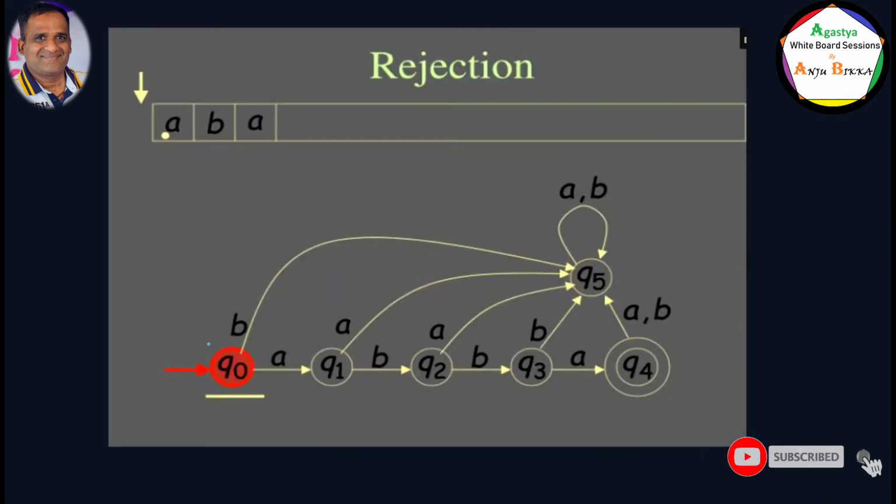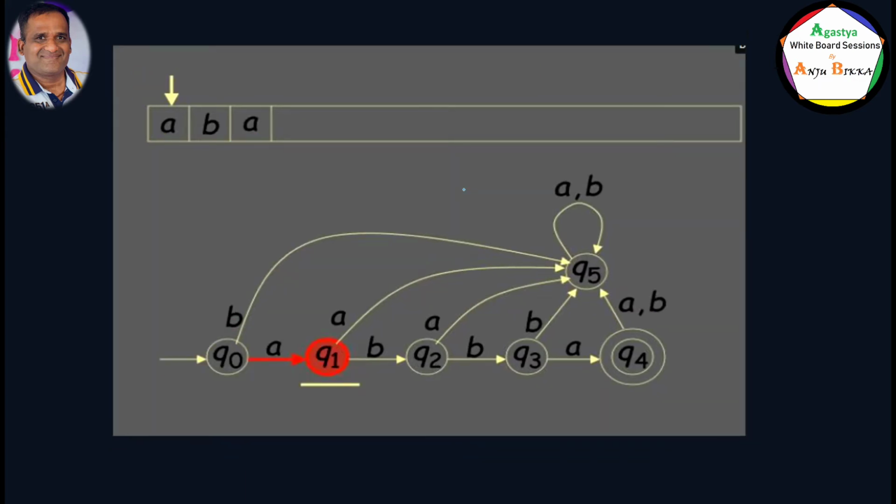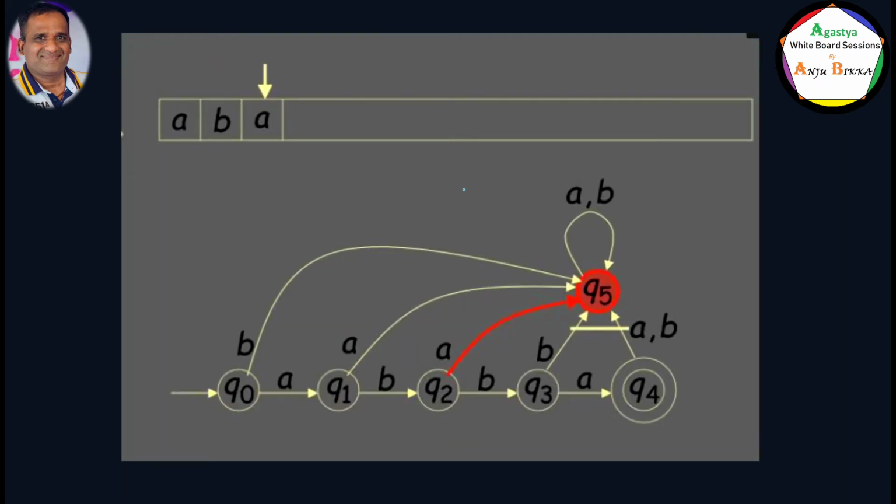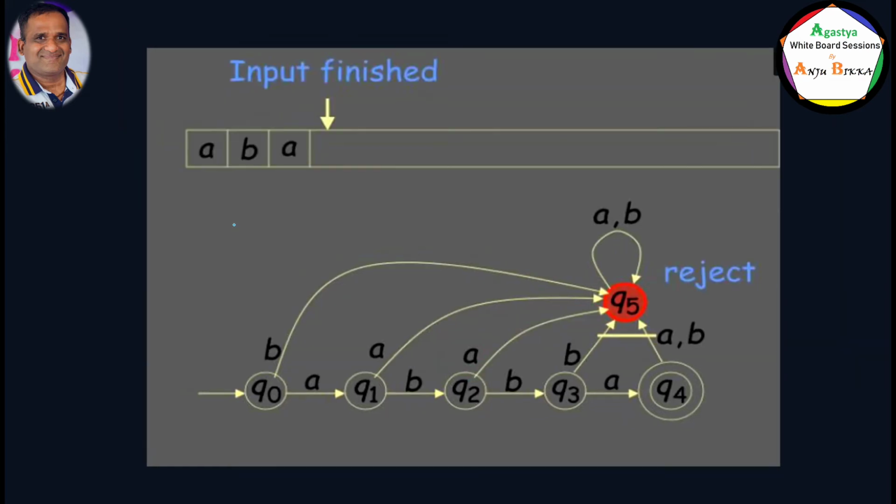Now we can see the rejection scenario. Now we can say ABA. Q0 on A, it moves to Q1. Q1 on B, it moves to Q2. Q2 on A, it moves to Q5, which is a non-final state, which is nothing but rejected. On A, it moves to Q1. On B, it moves to Q2. On A, it moves to Q5. Then the input end is reached, and it ends up in a non-final state. Whenever the input is finished, it is rejected.